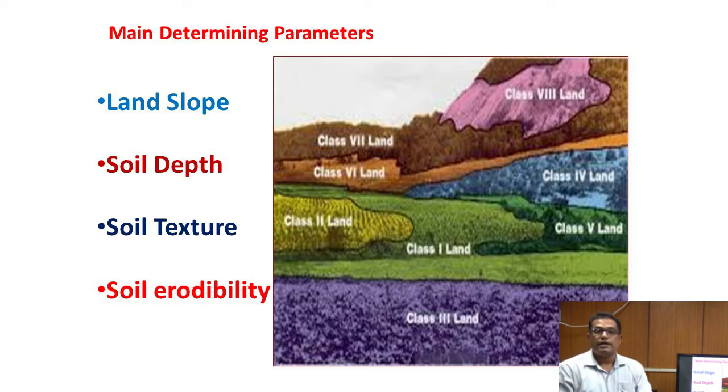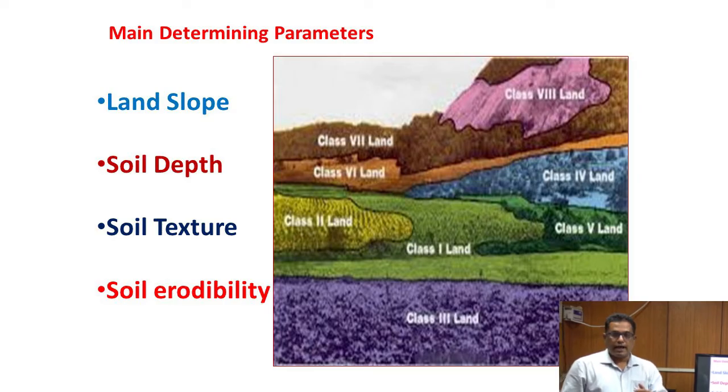Second is soil depth. Soil depth is a very important parameter which determines the productivity of any land. The selection of crop is also based upon soil depth. Any crop which is deep rooted, we cannot grow in land which has less soil depth.